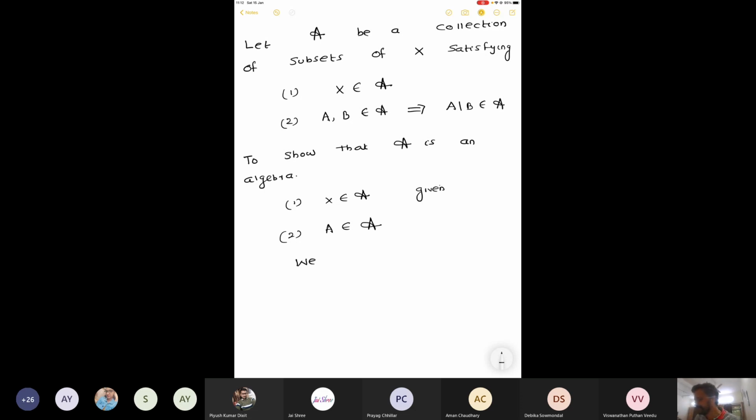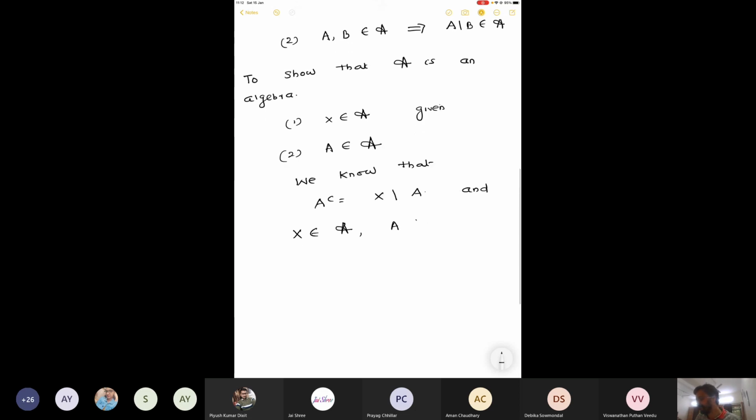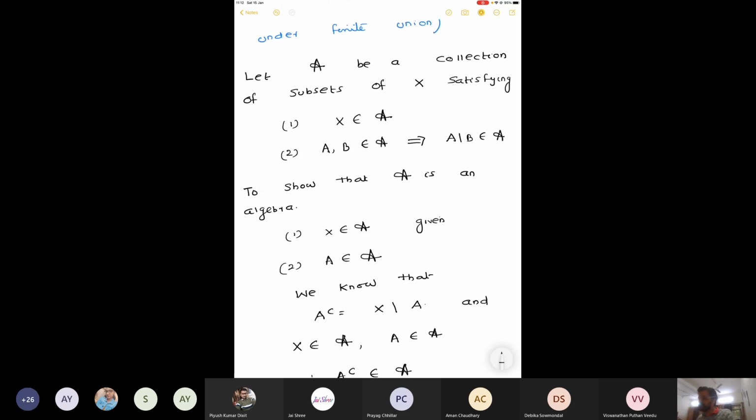We know that A complement is X minus A. This is the definition of A complement. And also we know that X is in A from the first condition, and you have started with A in A. Therefore, A complement is in A by the second condition. Whenever you have two sets in A, the difference is in A. So the second condition required for algebra follows from the second condition given in the problem.